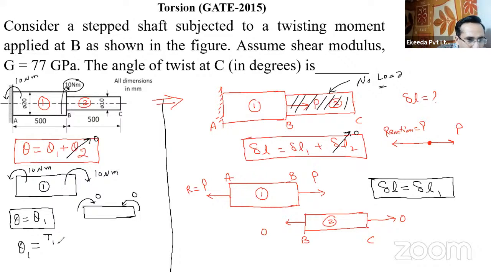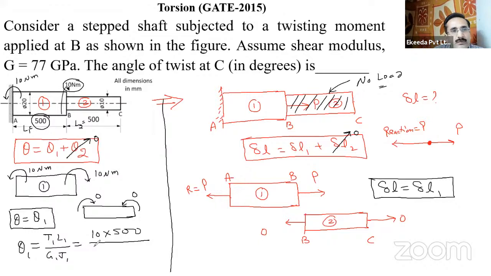Theta 1 will be equal to T1 L1 upon G1 J1. So this will be equal to T1, the torque, that is 10 Newton meter. L1, the length of this shaft, is 500. L1 is 500 and L2 is also 500. We need only L1, that is 500 millimeter, divided by G. G is the modulus of rigidity, shear modulus, that is 77 gigapascal, which you can convert into megapascal.